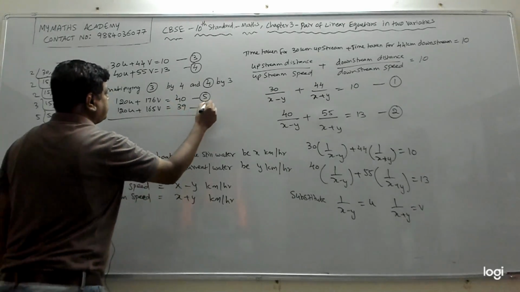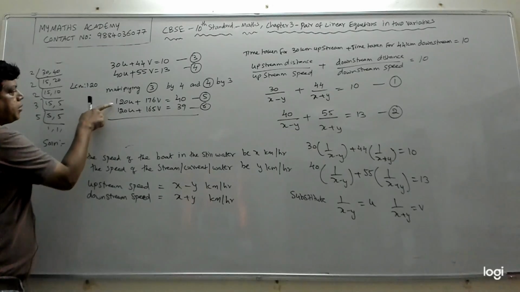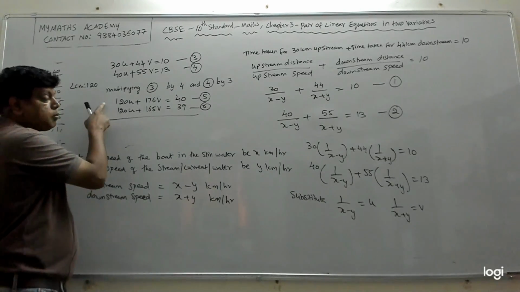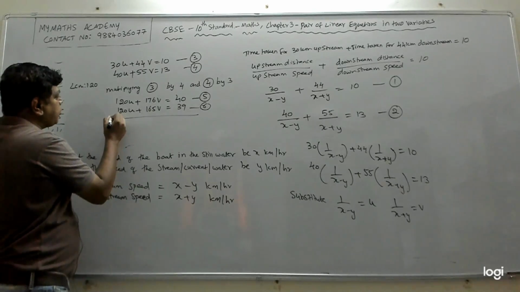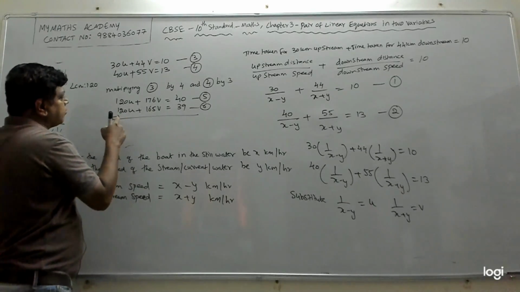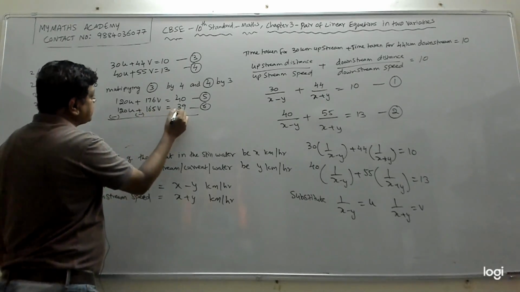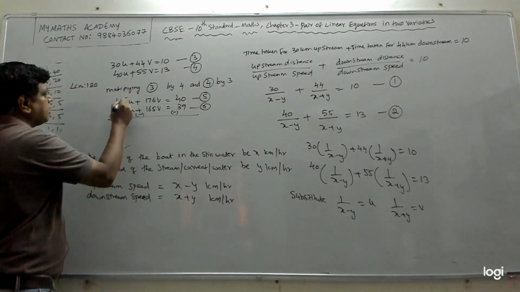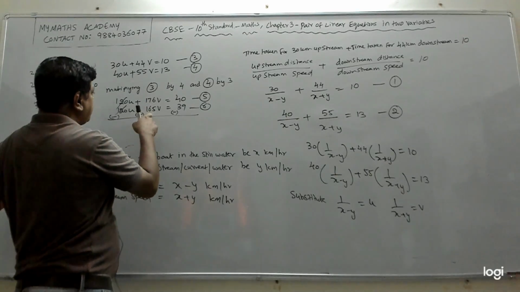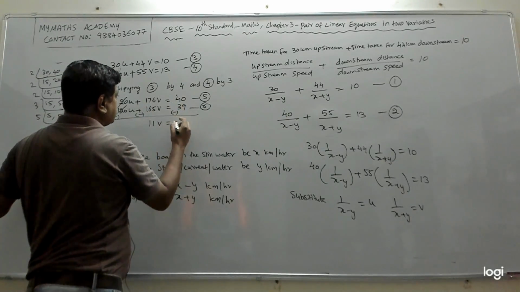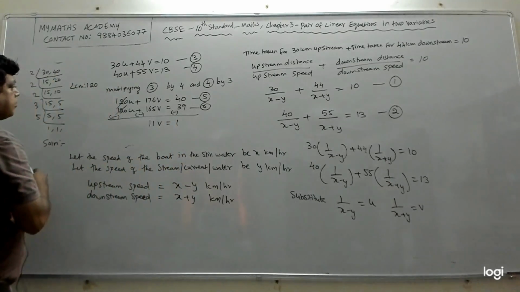This is the sixth equation. Now the coefficients have become same. This is also 120, this is also 120, and both have the same sign, which are plus plus. When they have same sign, we have to subtract. We should change the sign. So this plus will become minus, plus will become minus, here it is plus, it will also become minus. These two will get cancelled. So 176 minus 165 is 11v equal to 40 minus 39 is 1. Right?